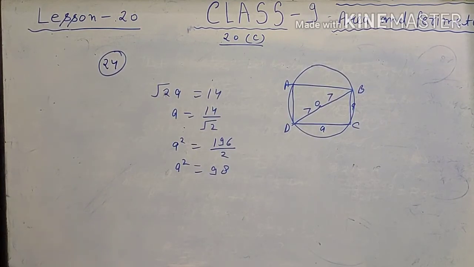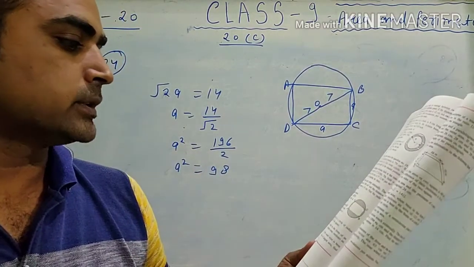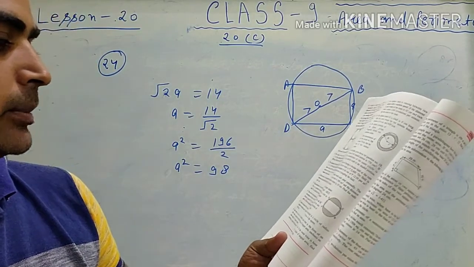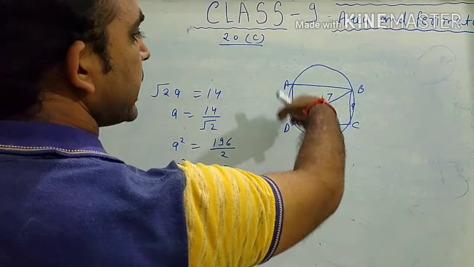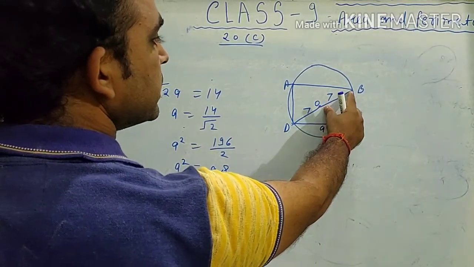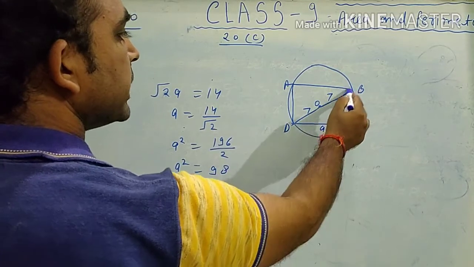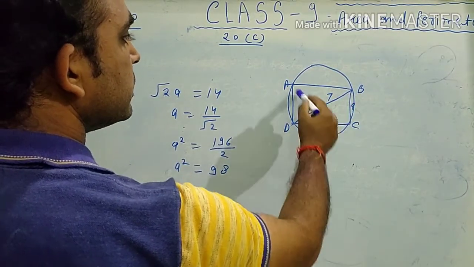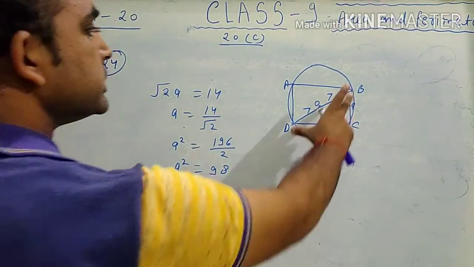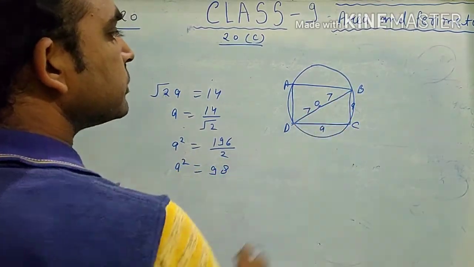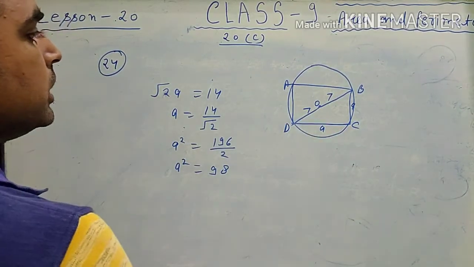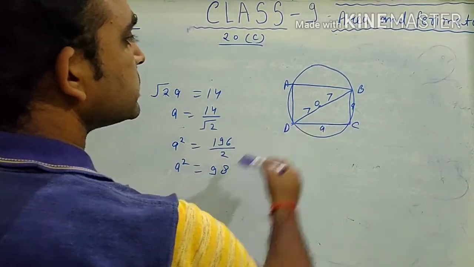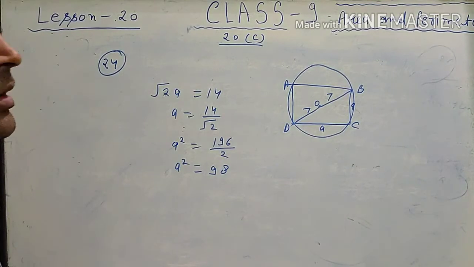Okay, now we solve question number 24. A square is inscribed in a circle of radius 7 cm. Find the area of the square. Means one square is inscribed in a circle and the radius is given 7. Okay, means the diagonal will be, this is the diagonal, this diameter is the diagonal of the square. Means 7 plus 7, 14. And you know what is the diagonal of the square? That is root 2 a. You can find it by the Pythagoras theorem.